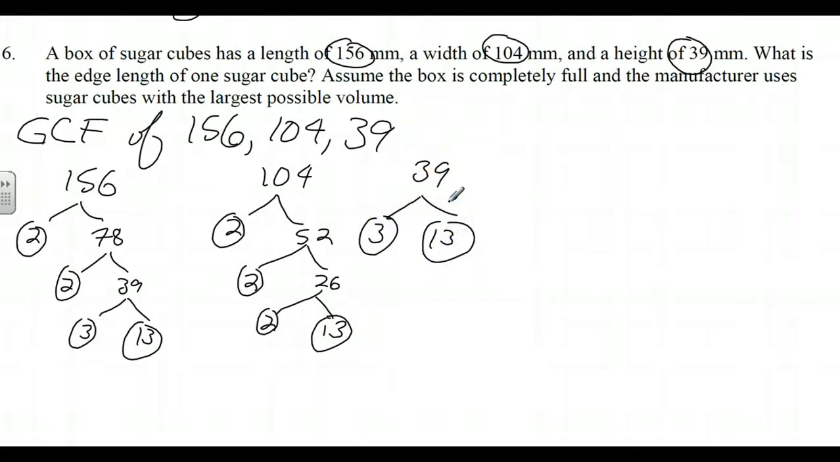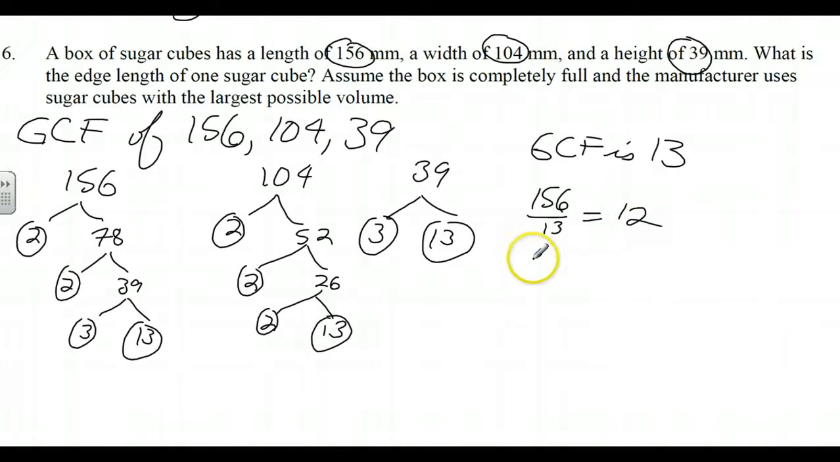So the greatest common factor. What's common? 2, not 2. 3, not 3. 13. So the greatest common factor is 13. That's the number that will go into all of these. So 156 divided by 13 is 12. 104 divided by 13 is 8. And 39 divided by 13 is 3.